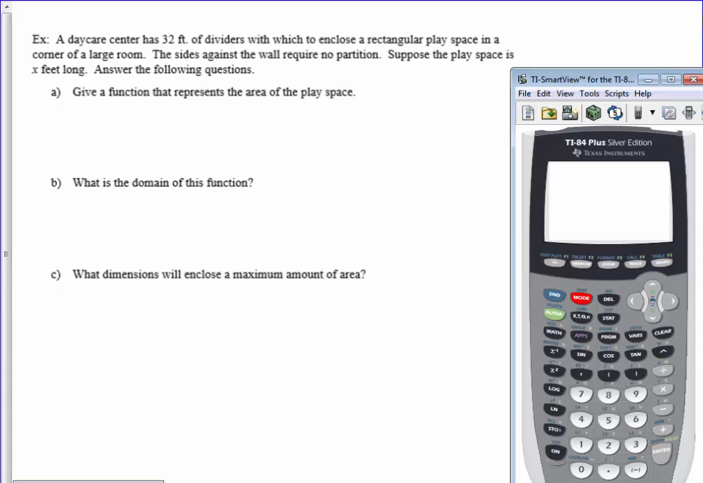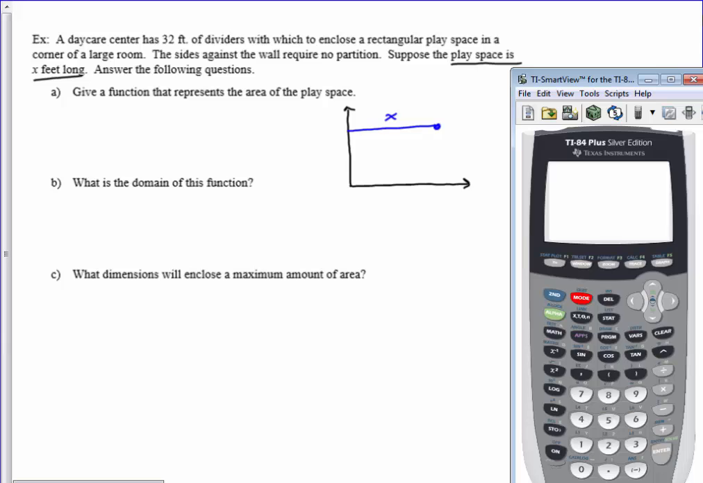The first question is, give the function that represents the area of the play space. To do this, I'm first going to make a drawing. Let's say that I make these the existing walls. Then we have 32 feet of dividers. It says suppose the play space is x feet long, so I'm going to create a length, and let that length be x.